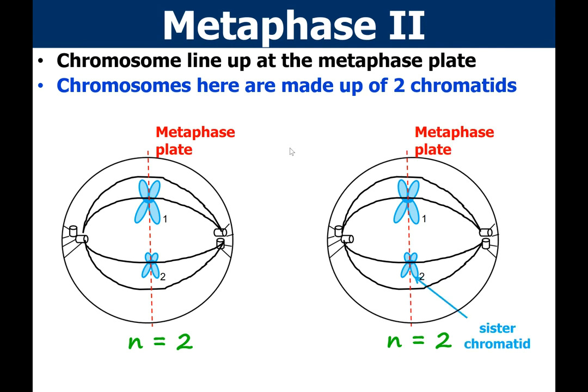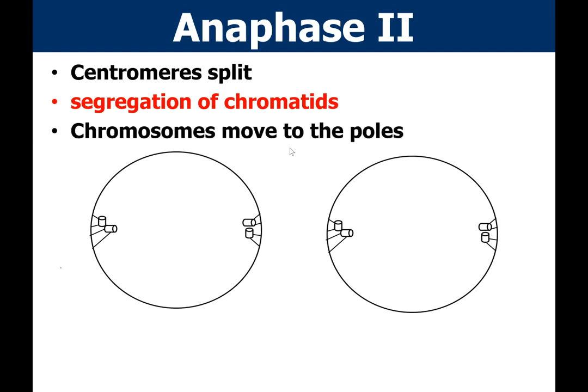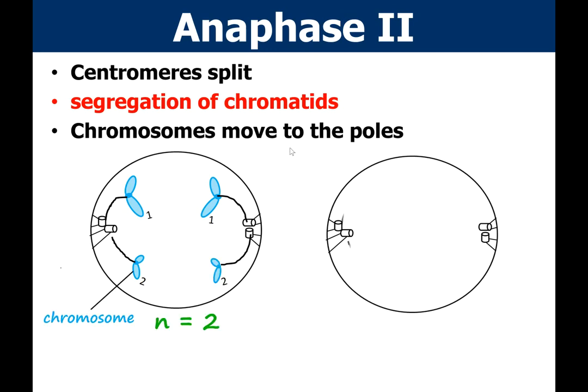Anaphase II, the centromeres split, so we have segregation of chromatids or sister chromatids, which we now call chromosomes. So they're separating because the spindle fibers are shortening, pulling them apart. Remember that they are now referred to as a chromosome, no longer a chromatid, because they are no longer attached by the centromere to their sister chromatid. Each cell is still haploid.